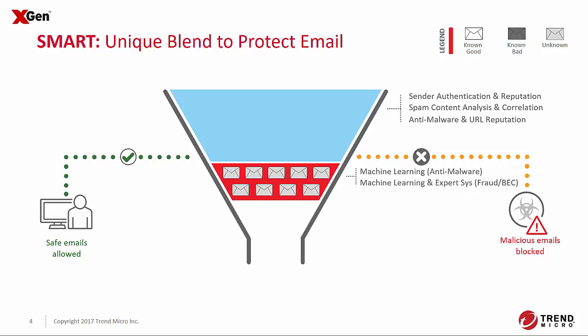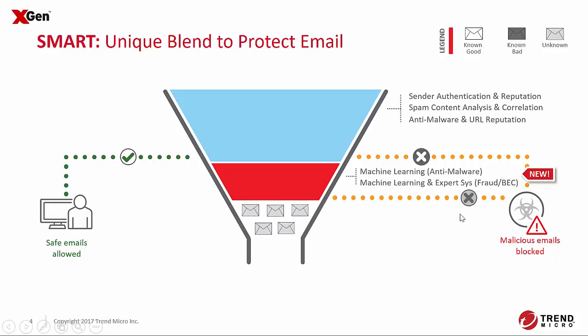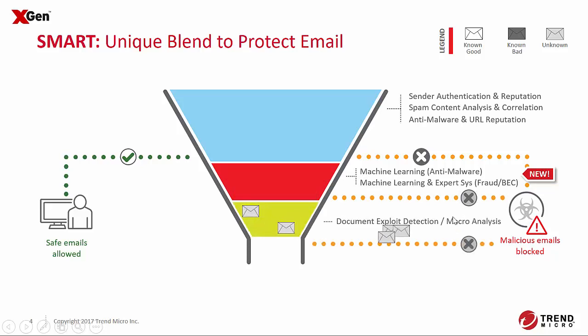The next technique is pre-execution machine learning, which looks at static file features to predict maliciousness. It works with executables, macros, and scripts. This will catch many unknown threats and complement the later sandbox analysis. This also improves email delivery time by finding unknown threats before the sandbox. We also use machine learning and expert system to catch fraud or business email compromise attacks. The next technique uses document exploit detection to look for potential exploits to common Office files.